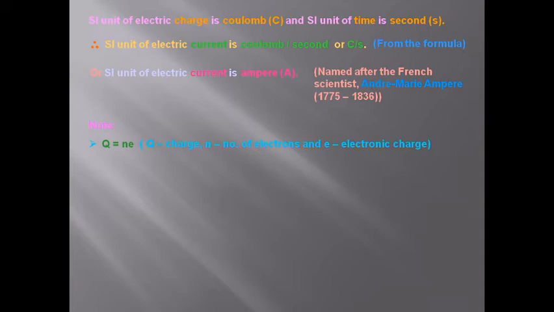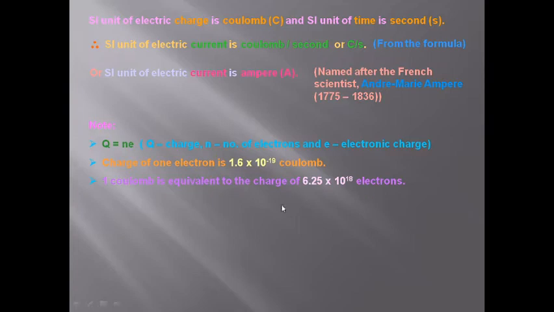Now some points you must note. Charge on a body is due to the loss or gain of electrons. So if Q is the charge on a given body, the formula is always Q equals n into e, where n is the number of electrons and e is the electronic charge. The charge of one electron is 1.6 into 10 raised to power minus 19 coulomb. That is the e value.